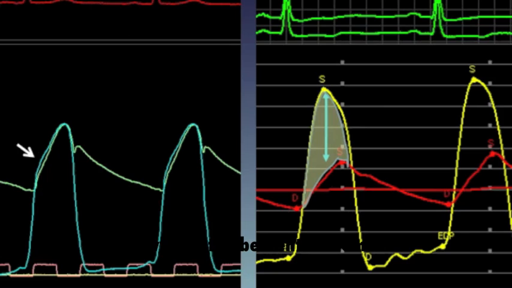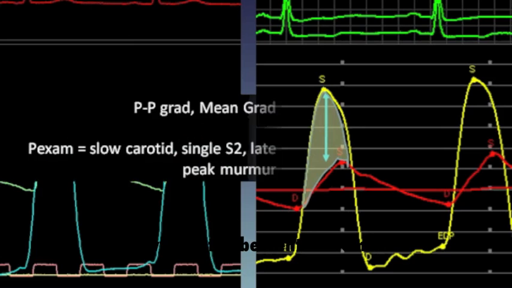quick measurement, the difference in peak-to-peak gradients, as a determination of aortic valve severity. We can employ the Hakki or quick formula to then compute the square root of peak-to-peak under the cardiac output to determine valve area. We know that the mean gradient is what we should be using to calculate valve area. We also know that this delayed upstroke in the aortic pressure is responsible for our physical exam findings of a slow carotid upstroke, a single S2, and late peaking murmur.